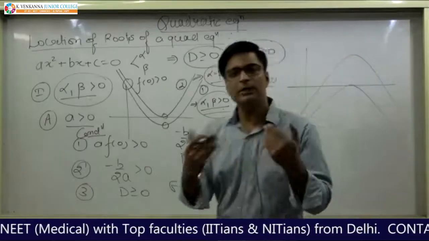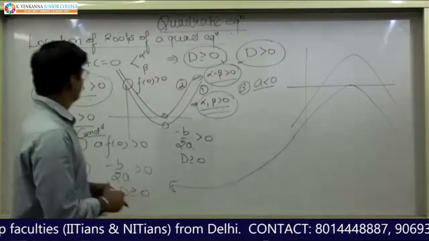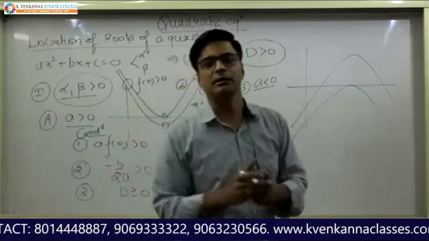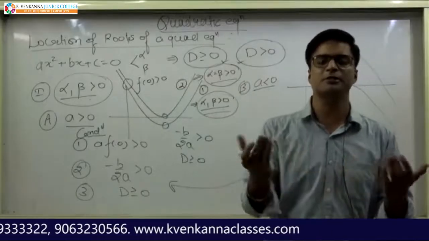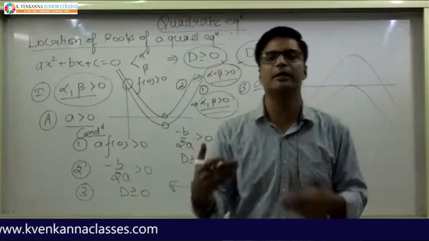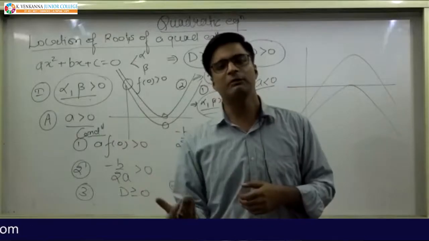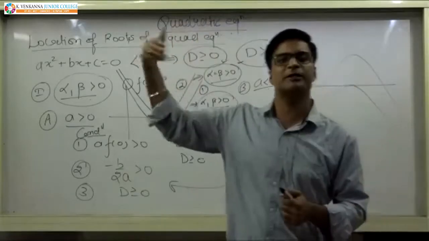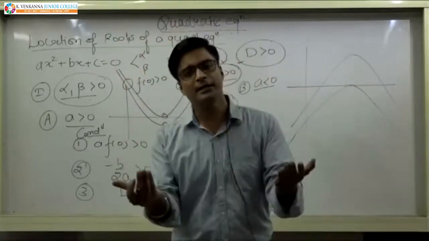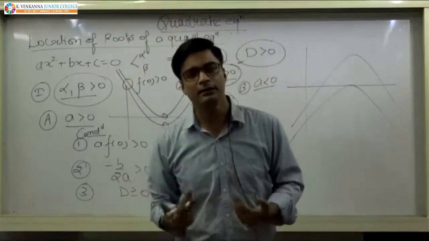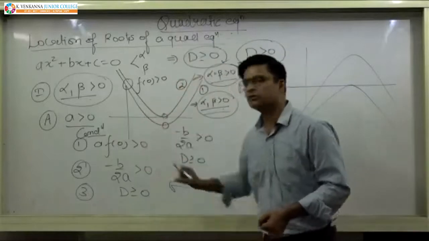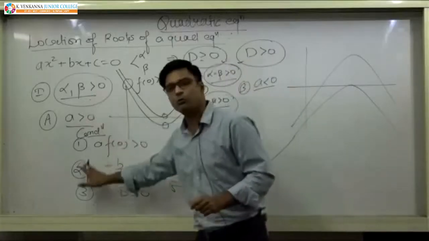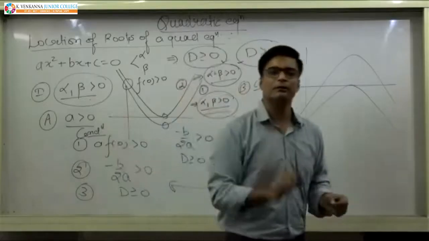Now, similarly, let's say I am saying alpha beta is greater than some particular value, not just 0. Let's say alpha beta is greater than 2, or greater than -5, or greater than -10, or greater than 100. Then in that case, what we need is the same application of the concept, just the conditions will be modified a little bit. It will be almost the same, with a little modification.